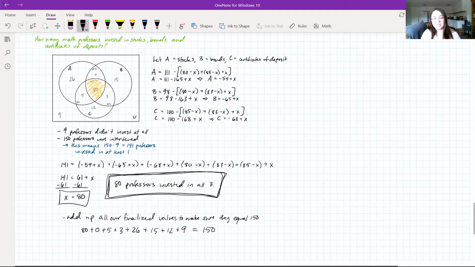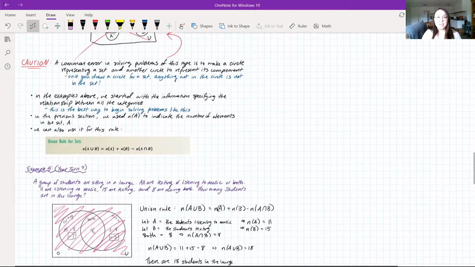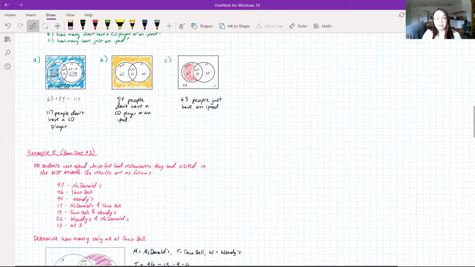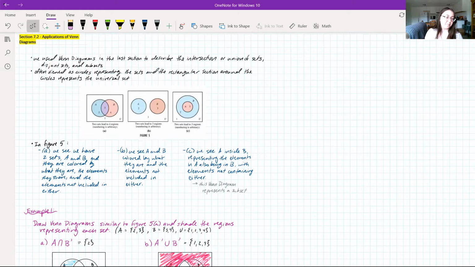All right, so that is how we end up using Venn diagrams for real life application, determining which sets are which, and helping us solve our more complicated questions that involve sets. So that concludes our section on 7.2.